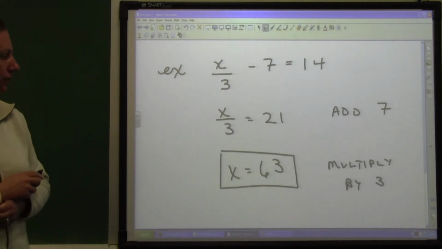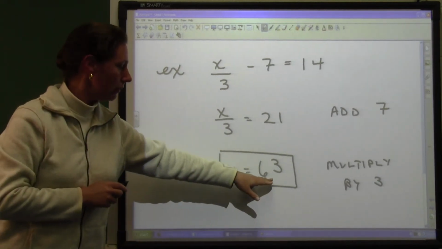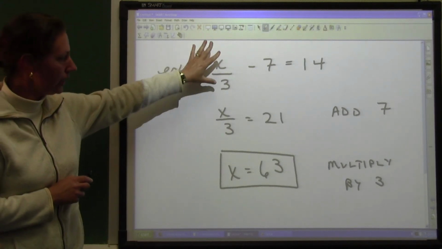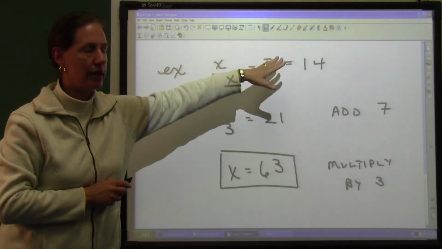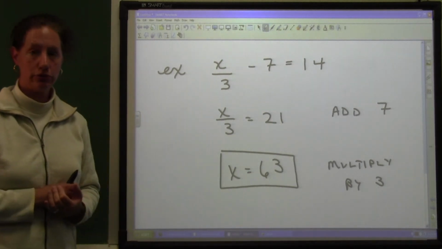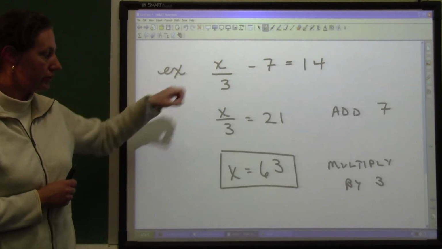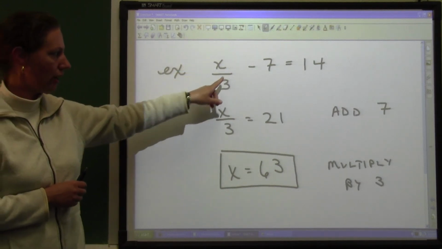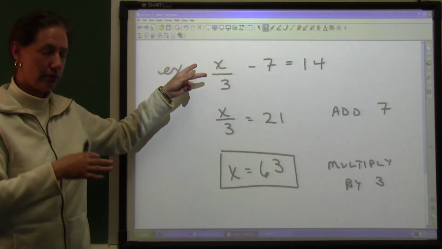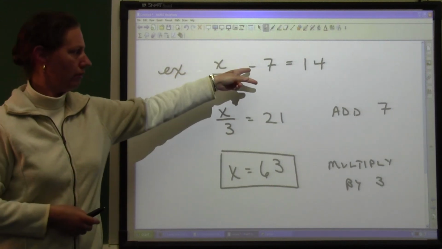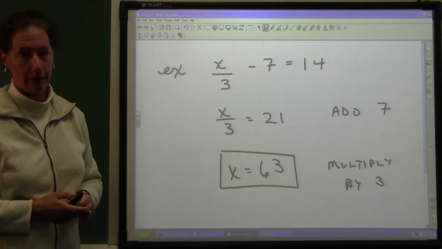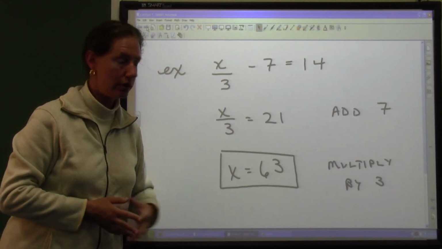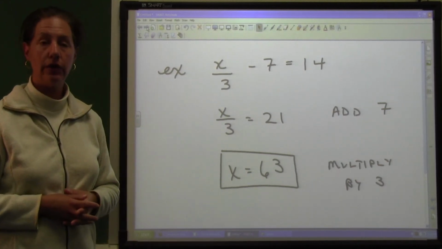Always check your answer if you're in doubt. Plugging 63 back in for x, 63 divided by 3 is 21. 21 minus 7 is 14. 63 is your true solution. If you had tried to put 7 back in for x, you would have had 7/3, an improper fraction, 2 1/3 minus 7, and you definitely would not get 14. So an easy way to check is to always substitute your solution back into the original equation. See if you get a true statement or not.